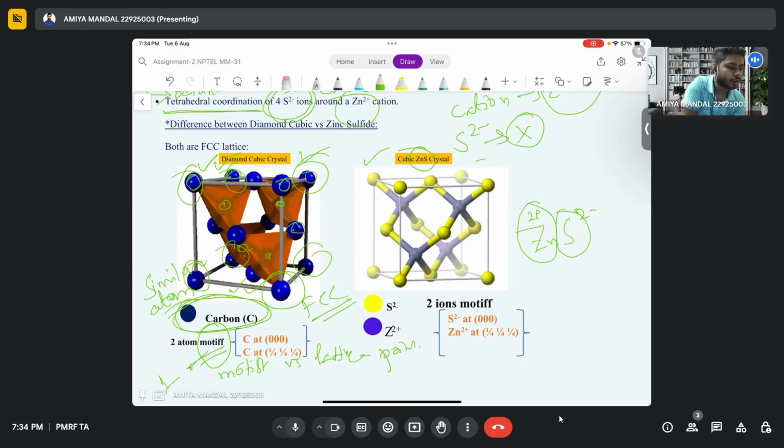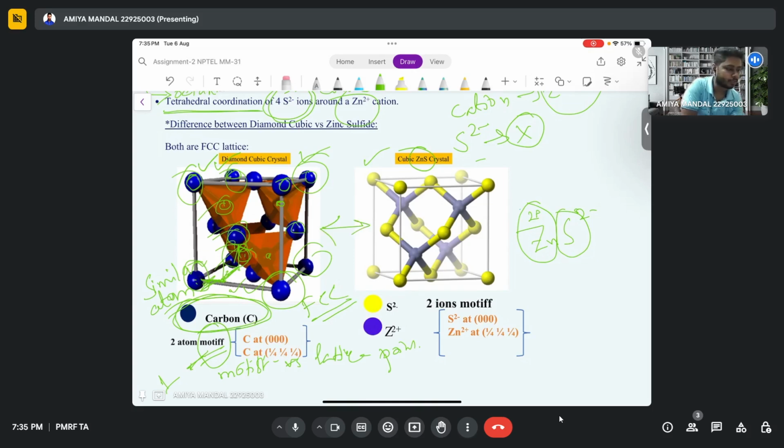So here is one lattice point, here is also a lattice point, and here is also a lattice point. How are they arranged? At 0, 0, 0, carbon is present, and at 1/4, 1/4, 1/4 you can find one carbon atom. Similarly, a similar structure is found in ZnS.